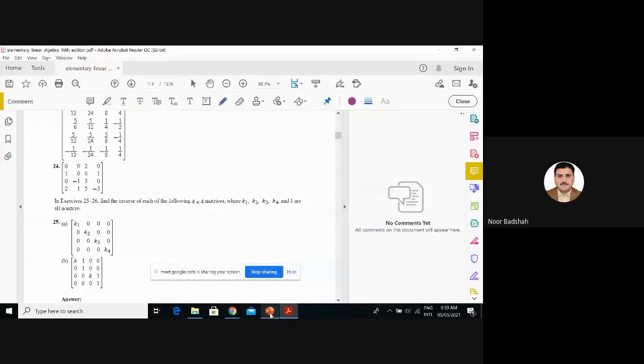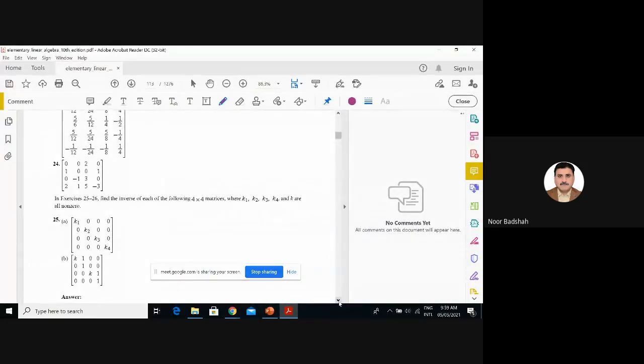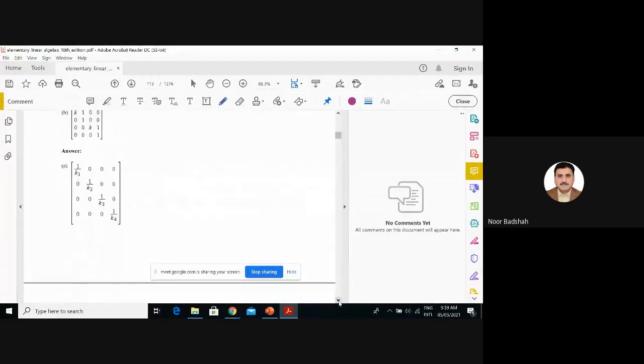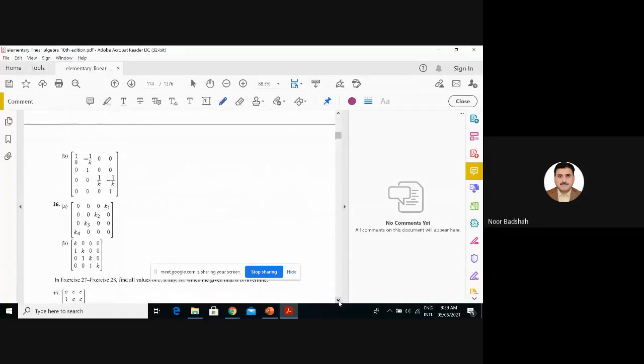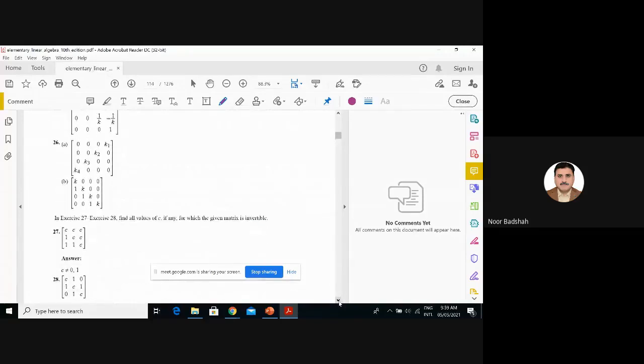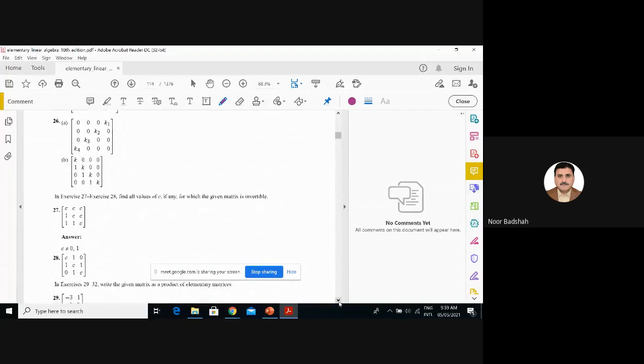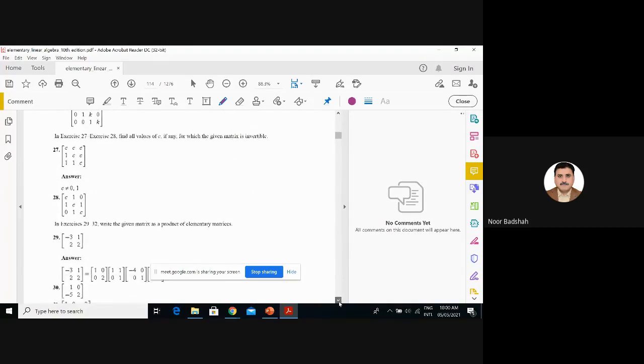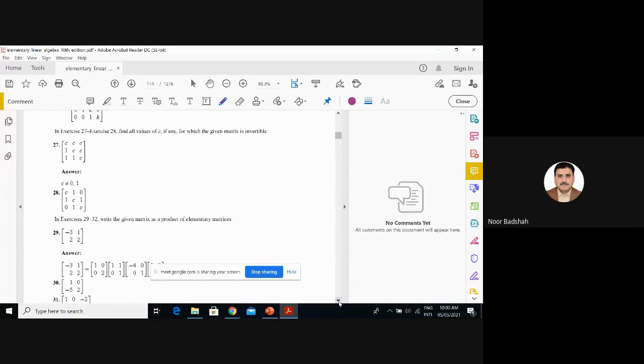And then go to 28. Same thing in question 5, to find the inverse of it, very simple. And 26, find the inverse, simple. And 27, it says find all values of C, if any, for which the given matrix is invertible. So you can do that by using row operations, or you can do that by determinant as well, right?